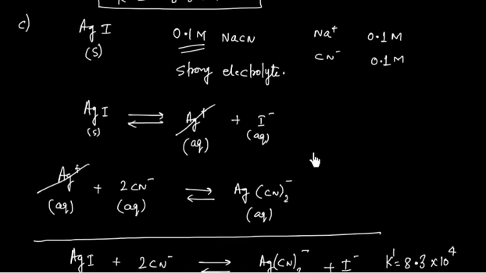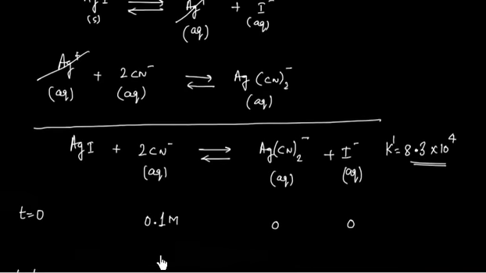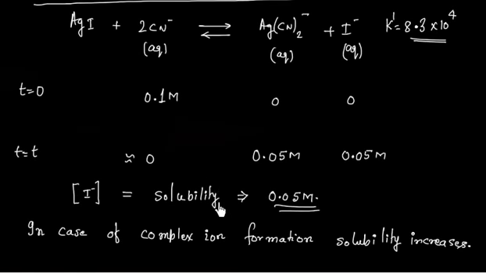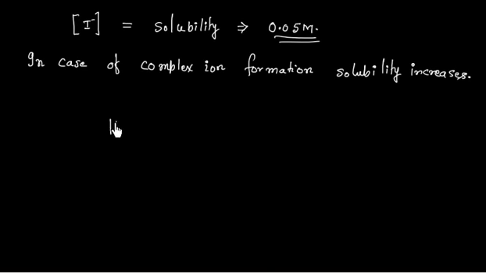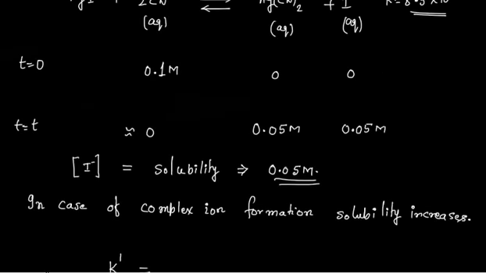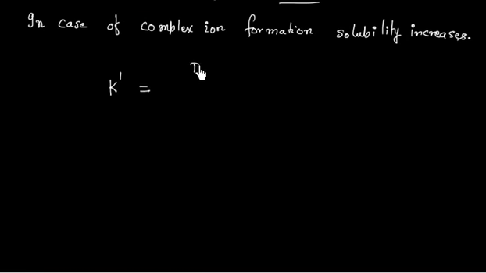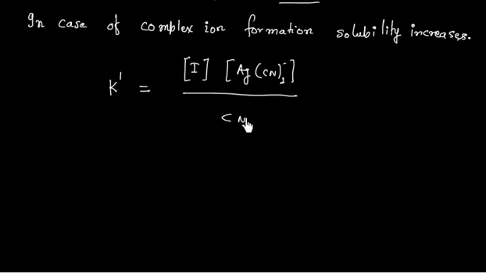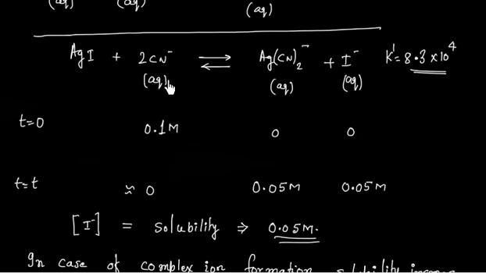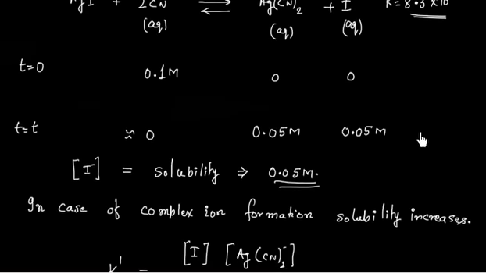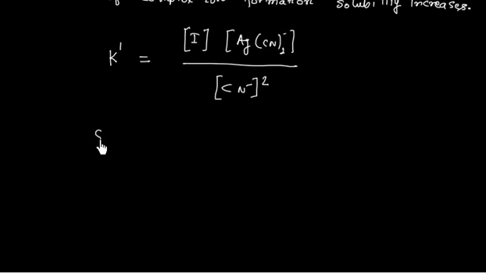Now one can also calculate the concentration of CN-. This is exactly not 0, but we can calculate the CN- concentration. Let us write the expression for K'. This is the concentration of I- into the concentration of Ag(CN)2-, divided by the concentration of CN- raised to the power 2. The equilibrium constant is 8.3 into 10 to the power 4.